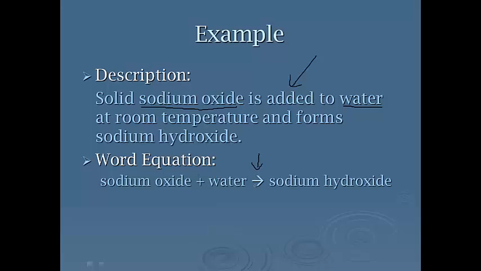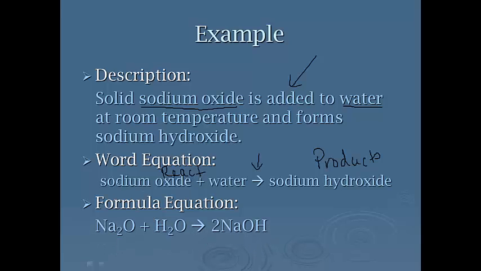My little arrow represents the fact that I'm going to switch to my products over here. That's the reaction taking place. We've got the evidence. So we've got the reactants. We run the reaction, we get products. Then we write the formula equation, which is going to be taking these words and putting them into chemical symbols.